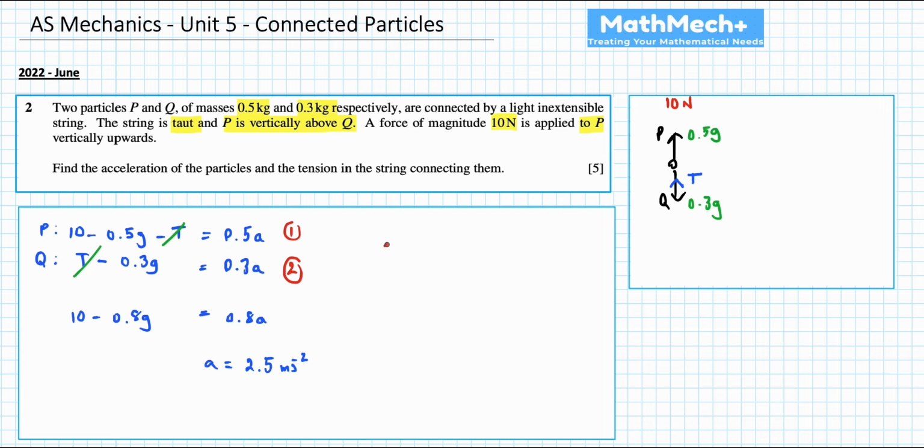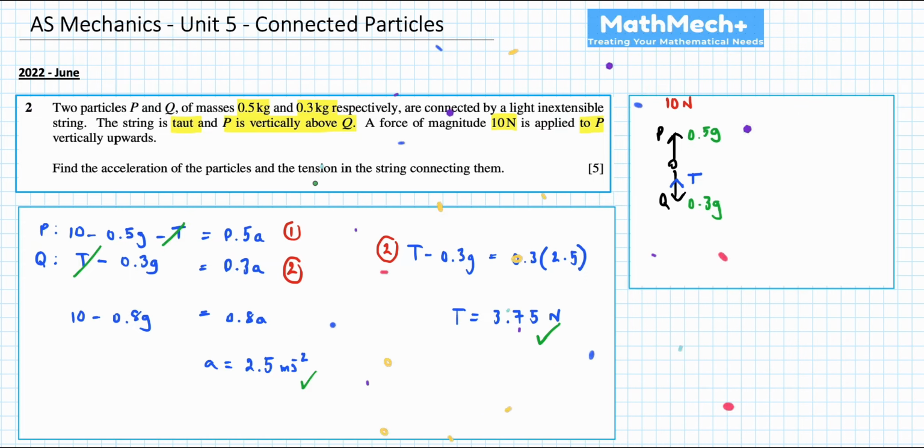So always, when you find the acceleration, you're going to substitute it back into one of your equations, in this case P or Q. I'm just going to pick the second one, which is T minus 0.3 G is equal to 0.3 times our 2.5. And from there you find the tension. 0.75 newtons. And that's our question 2 on June 2022. Found the acceleration and the tension in that string.